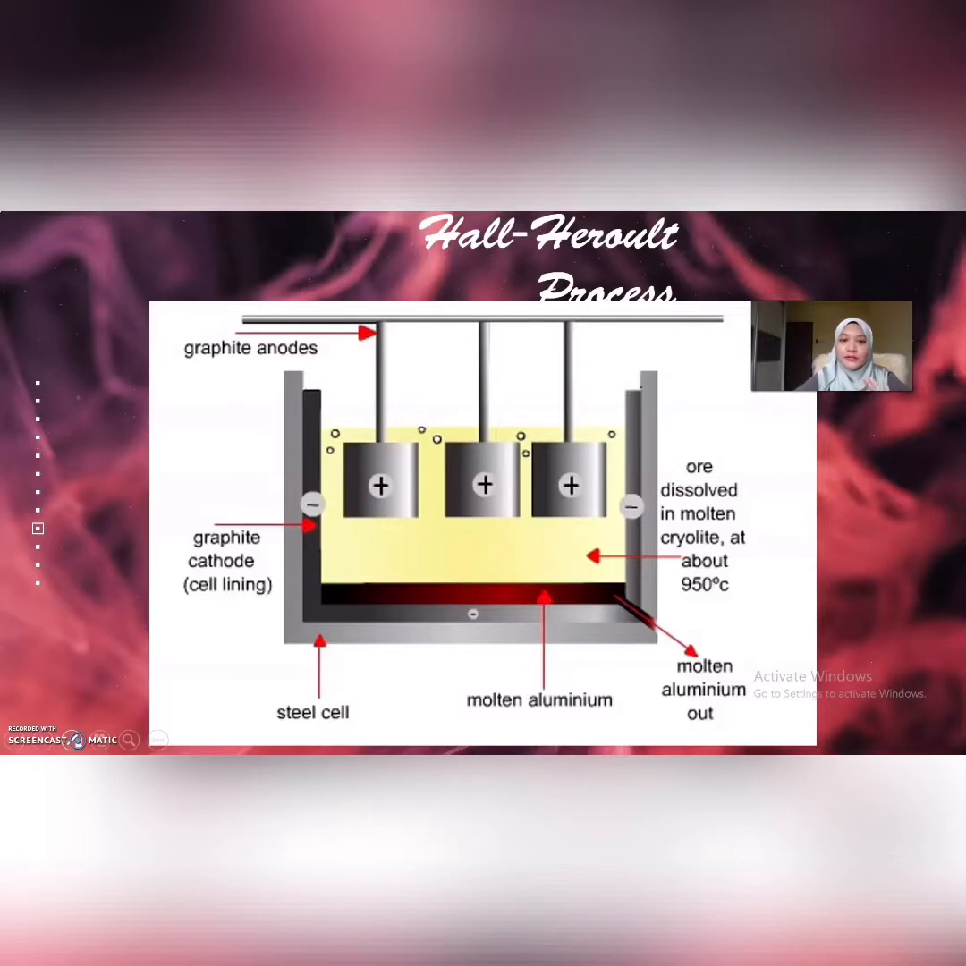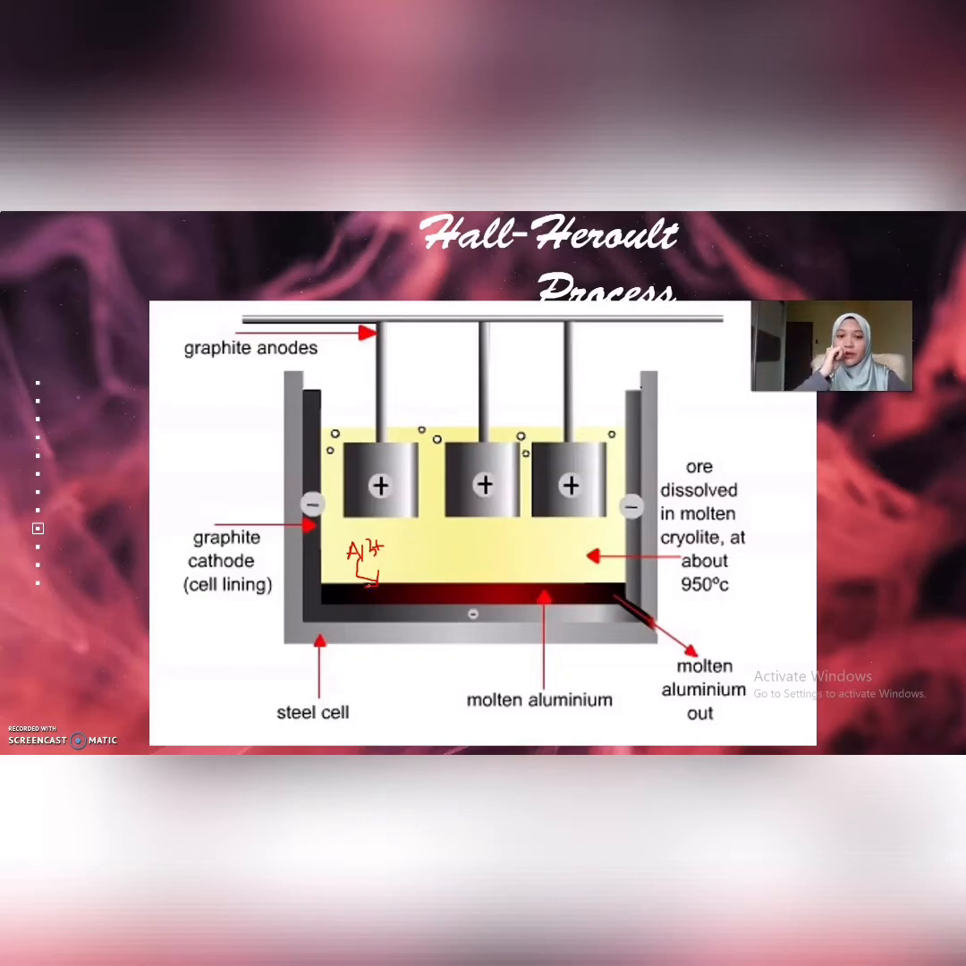In this diagram, we can see that the aluminium oxide is dissolved in the cryolite. The yellow part here is the cryolite. So we have two ions now, which are Al3+ ion and O2- ion. The Al3+ ion will move to the cathode and then be reduced. The chemical equation you can see on the next slide.